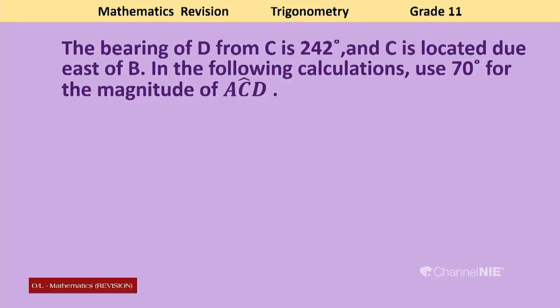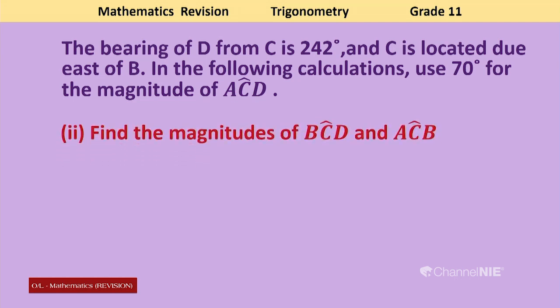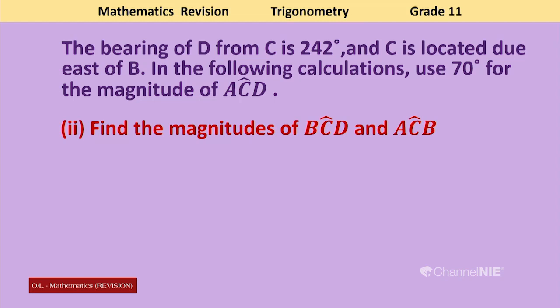The bearing of D from C is 242 degrees and C is located due east of B. In the following calculations, use 70 degrees for the magnitude of ACD. Find the magnitudes of angle BCD and angle ACB. Then what is the bearing? Bearing is measured from north in clockwise direction. Right? From north, clockwise direction. You know clockwise direction.